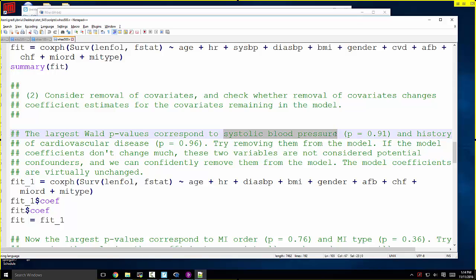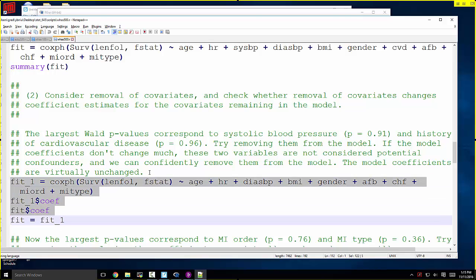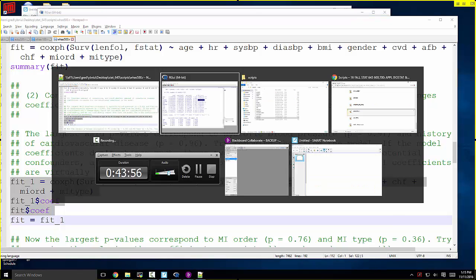Actually, I'm going to remove two at a time, which probably isn't the best idea. But we had two covariates that had p-values bigger than 0.9: systolic blood pressure, and a categorical variable, history of cardiovascular disease. Let's consider removing both of them. And our question will then be, did the other coefficients change much?